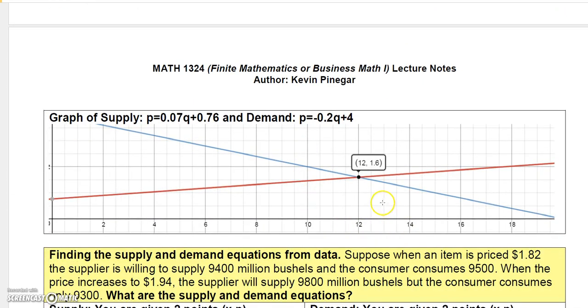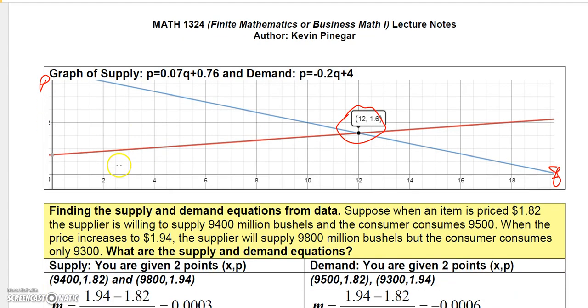And that corresponds to where the two equations intersect graphically, at the quantity 12 and the price 1.6. And remember, the quantity is the x-axis, and the price is the y-axis.